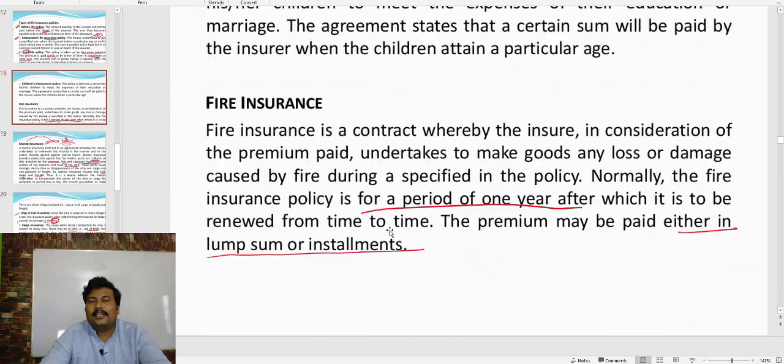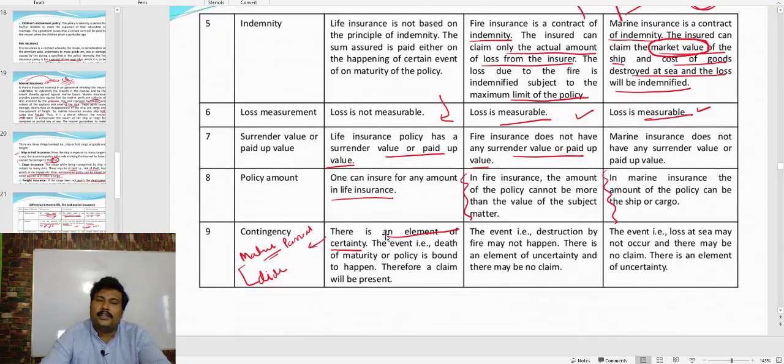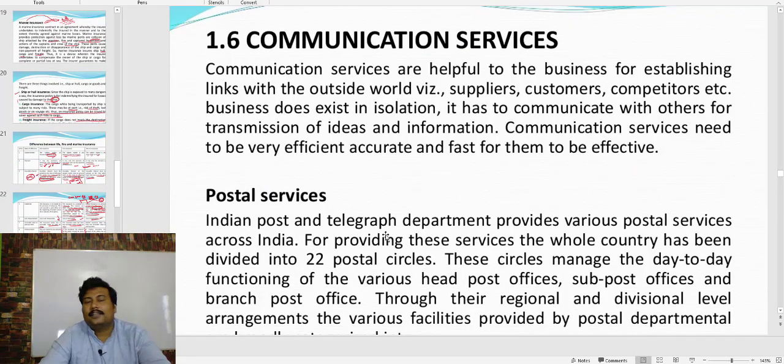So bacha, in this particular topic, one last topic is there in your syllabus, and in your book it will be present, that is communication services, post and all that. It is deleted from your syllabus, so no need to study or prepare this. You have to prepare only till insurance. Okay. So we will have a question answer discussion round tomorrow.